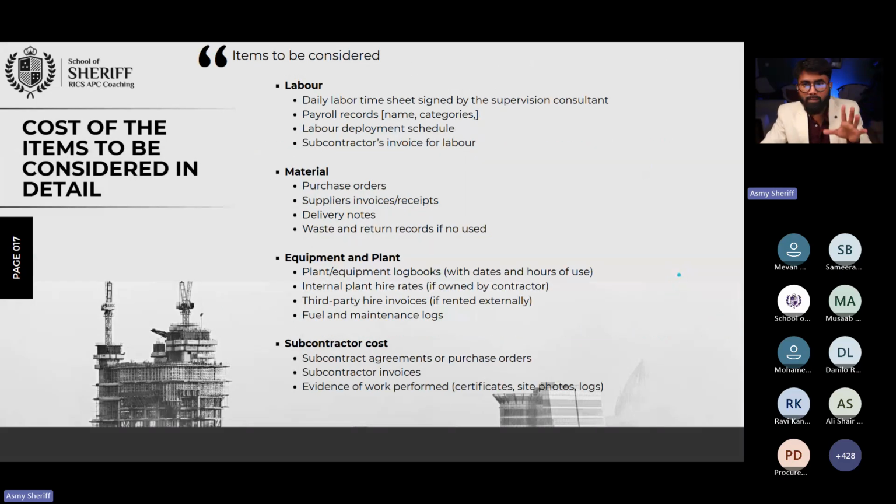Right now, you may have a question. Okay, ask me, just say labor, material, equipment, plant. What are the items I need to consider? How do I need to ensure that? That's a $1 million question. What are the items I need to do?